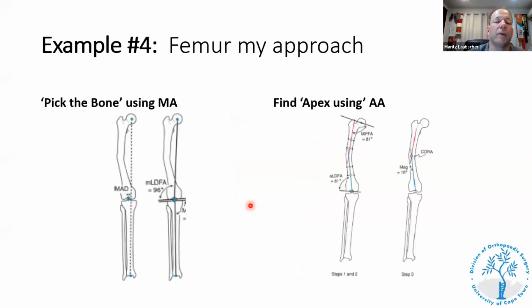So my approach to the femur is I use mechanical axis planning up front to pick the deformed bone. If the deformed bone is the femur, as you can see here, because the mechanical lateral distal femoral angle is abnormal, it's 96 and should be 87, then I delete these lines and I find the apex using the anatomical axis. That's very simple. I just draw the anatomical axis of the proximal part of the femur, which is an intramedullary line, and I draw the anatomical axis of the distal segment of the femur, which is 81 degrees from the joint angle. Is everyone with me there?